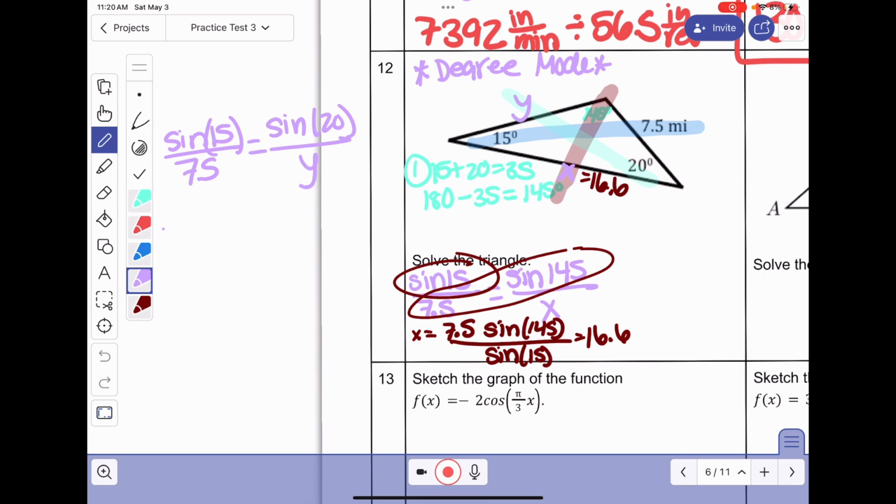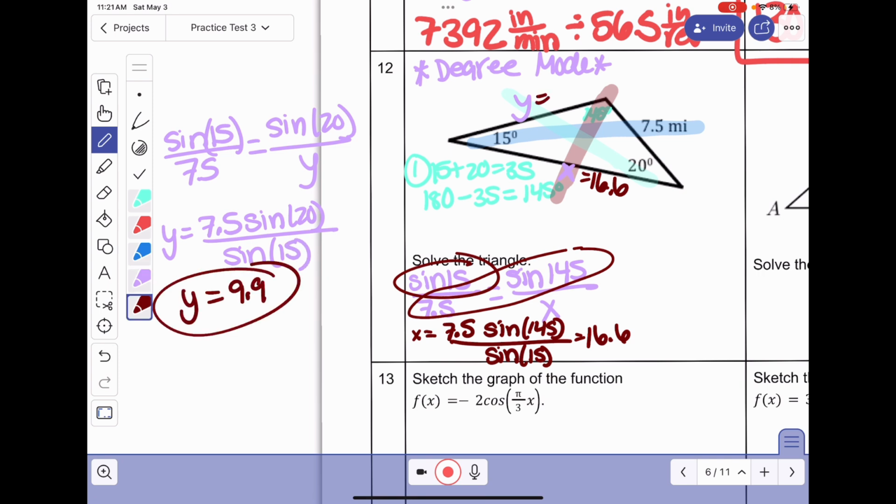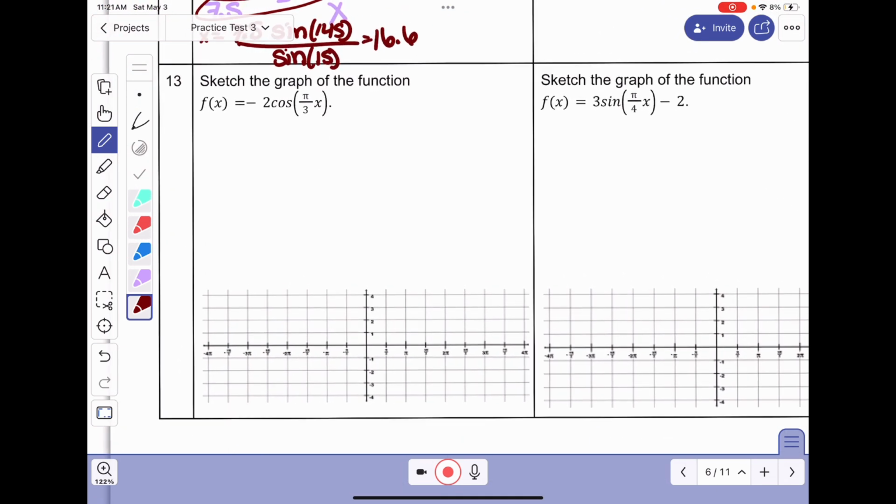So if we cross multiply and divide, y equals 7.5 times sine 20 divided by sine 15, and we get 9.9. So this side is 9.9. So now we know all three sides and all three angles. That one's done. All right, we're going to go back into some trig here.